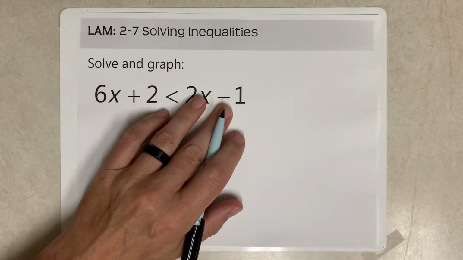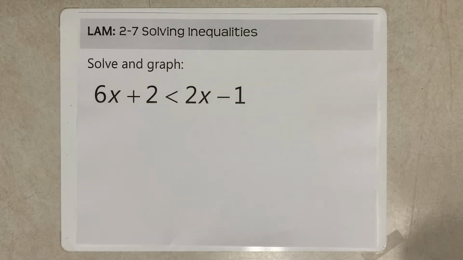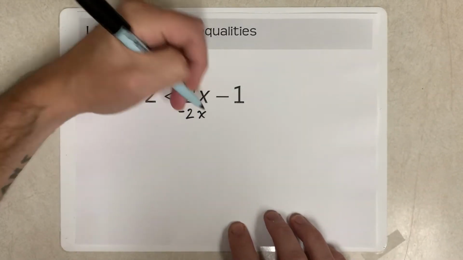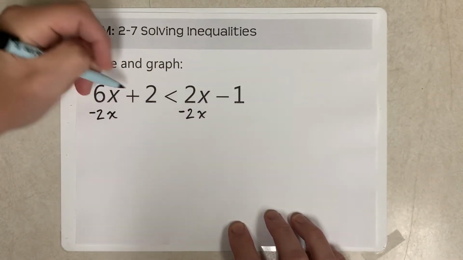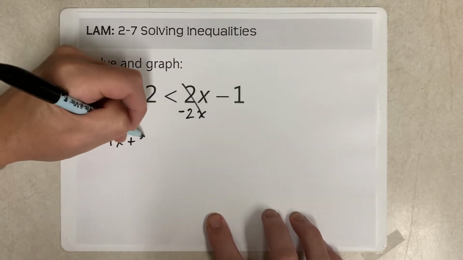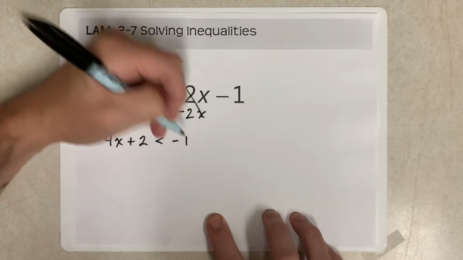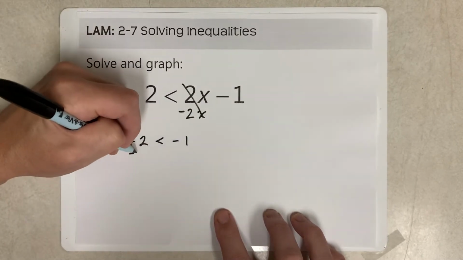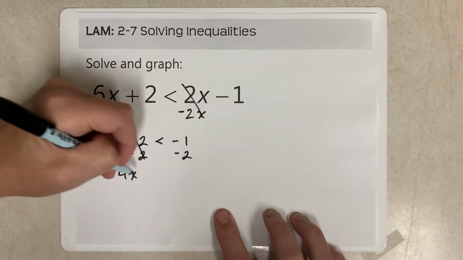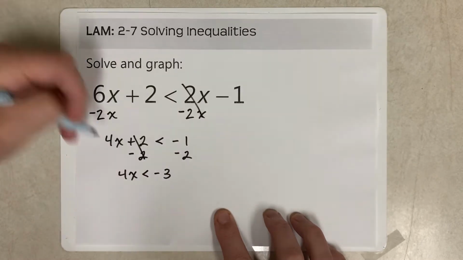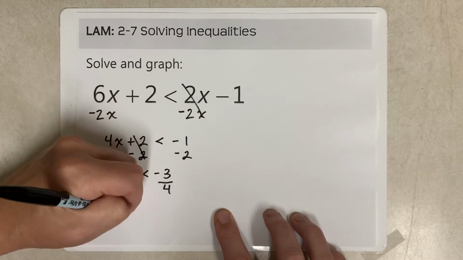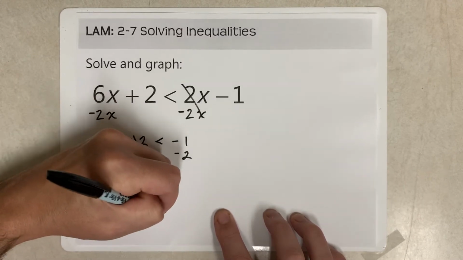Okay, this time we got 6x plus 2 less than 2x minus 1. So again, we have variables on both sides. So I'm going to take a 2x away on both sides to get it going. 6 minus 2 is 4. Plus 2, strictly less than negative 1. Now I'm going to subtract 2 on both sides. Bring down my 4x less than negative 3. And I'm going to divide by 4. And I get x less than negative 3/4.